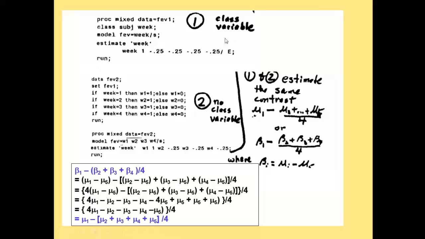So what you're doing is comparing the first week to the average of the other 4 weeks, because the average of the other 4 weeks is the sum of the 4 means divided by 4, which is minus 0.25. You're subtracting that from week 1. So you're also getting an estimate of the difference between week 1 and the average of the other 4 weeks. Is that a random effect?